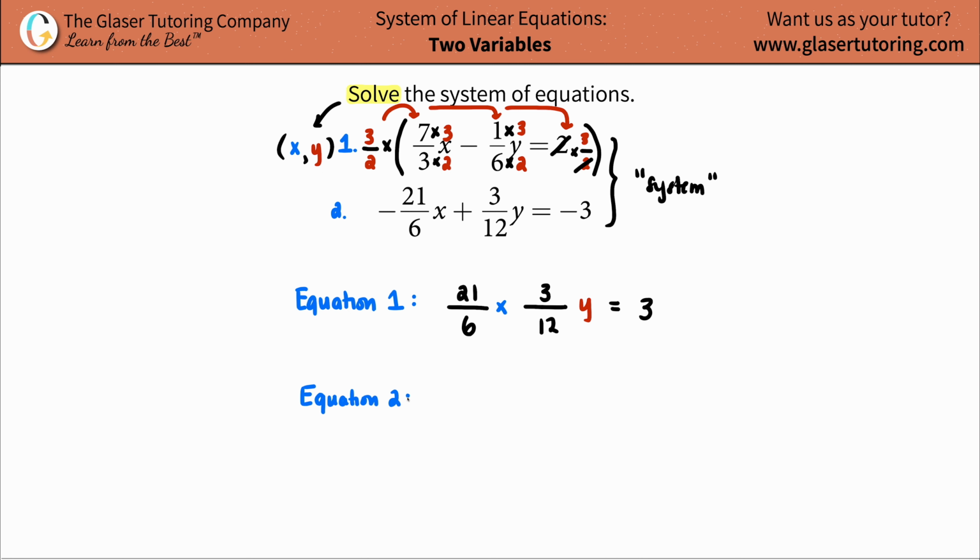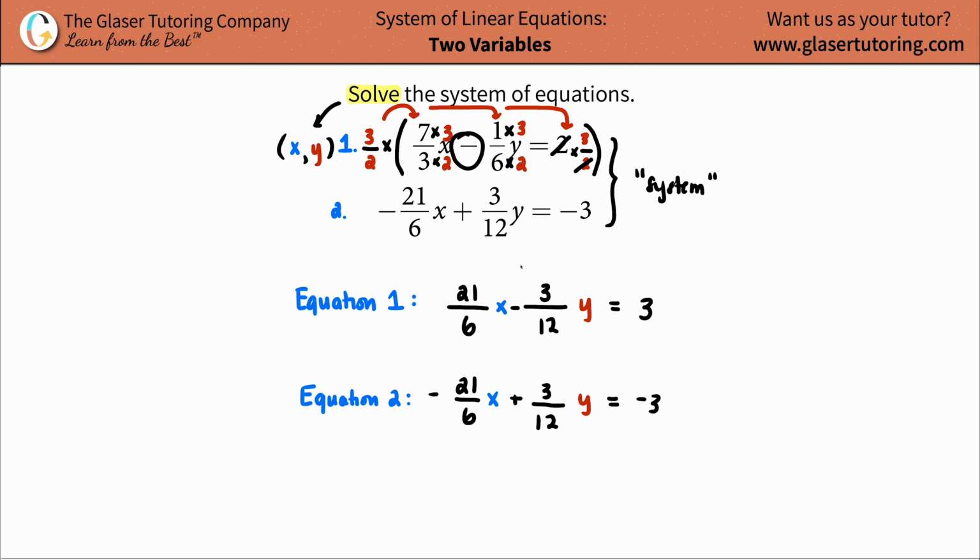Equation 2. And equation 2 is negative 21 over 6. This is getting interesting. That's times x plus, and this is a minus 1, right? Because that was a negative, so the negative stays. And this is 3 over 12y. This is getting real interesting. And now this equals negative 3. I didn't do anything with equation number 2 because we didn't have to.